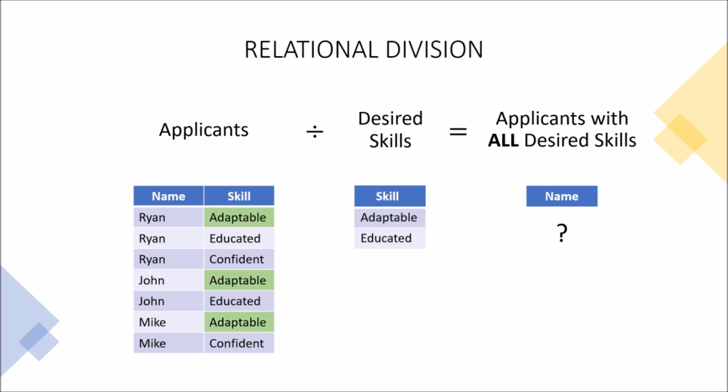We see that all applicants are adaptable. Here, Ryan is also educated, so he has all the desired skills and is moved into our result. John is also educated, so he will be moved into the result as well. Mike is not educated, so he will not be moved into the result. Now we have a list of applicants who have all the desired skills.